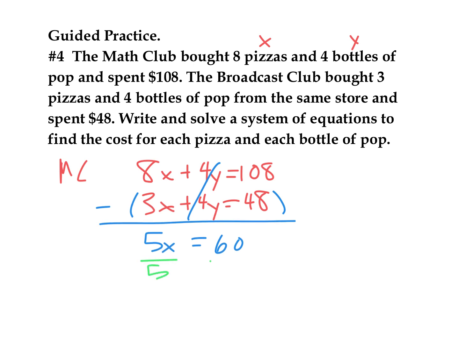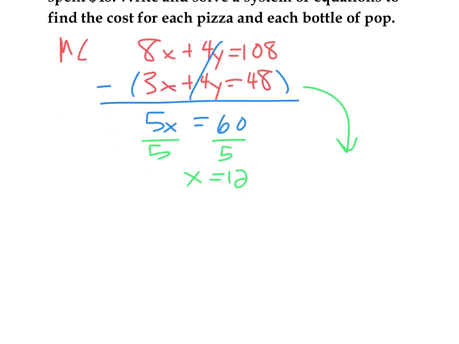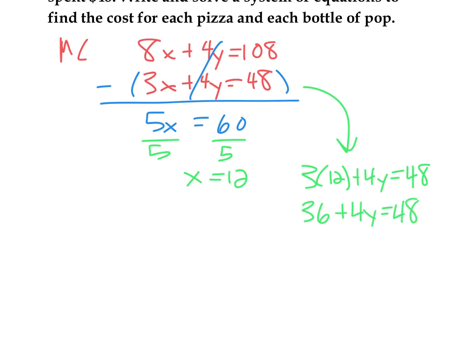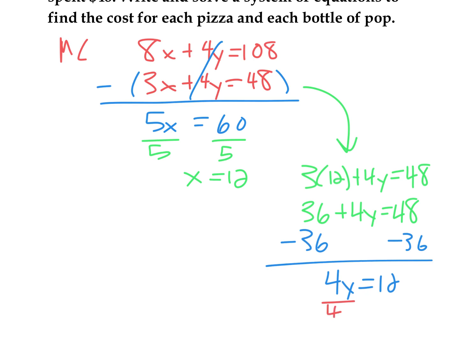I divide both sides by 5, and I've got x equals 12. And now I can plug that into either of my 2 equations. I'm going to pick the second equation here. Plugging in 12 for x, I'm going to have 3 times 12 plus 4y equals 48. So that's 36 plus 4y equals 48. I can subtract 36 on both sides. I get 4y equals 12. And if I divide by 4, I get y equals 3.